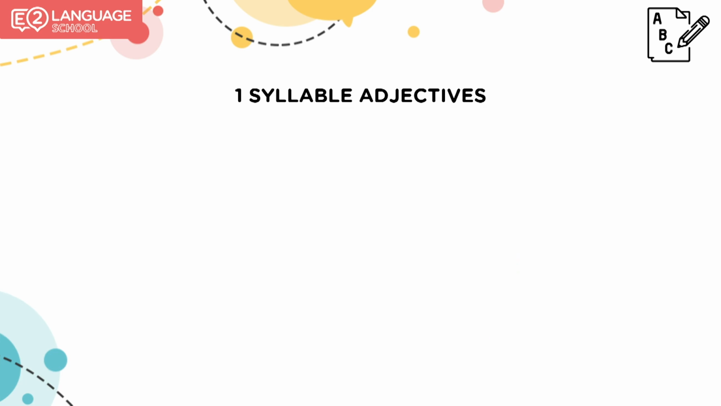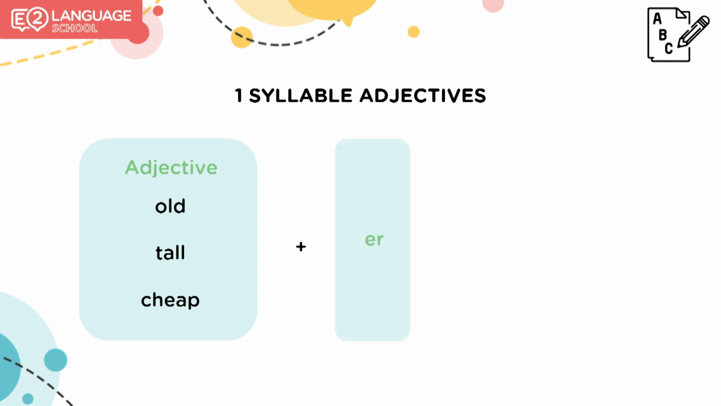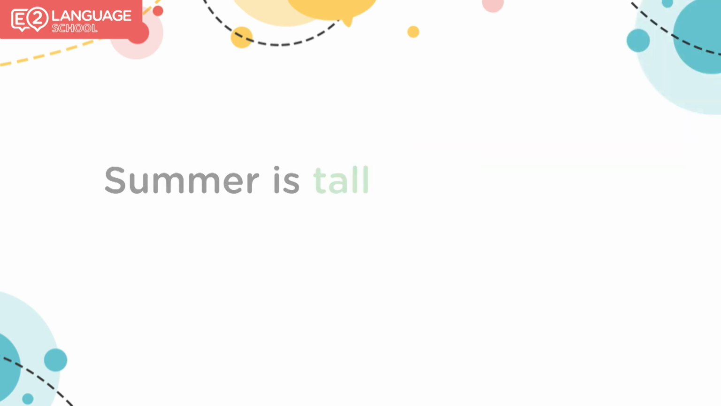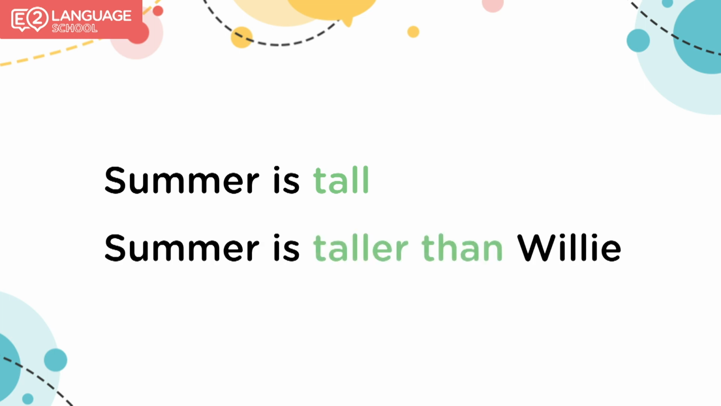Now with 1 syllable adjectives, you take the adjective and then you add ER. So old becomes older, tall, taller, cheap, cheaper. Summer is tall. Summer is taller than Willie.